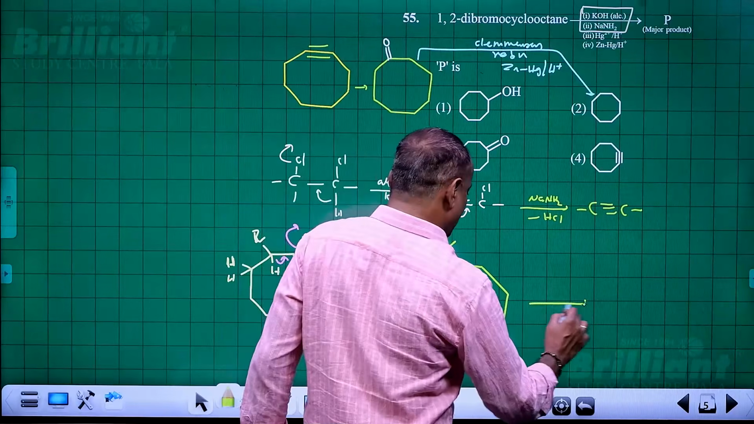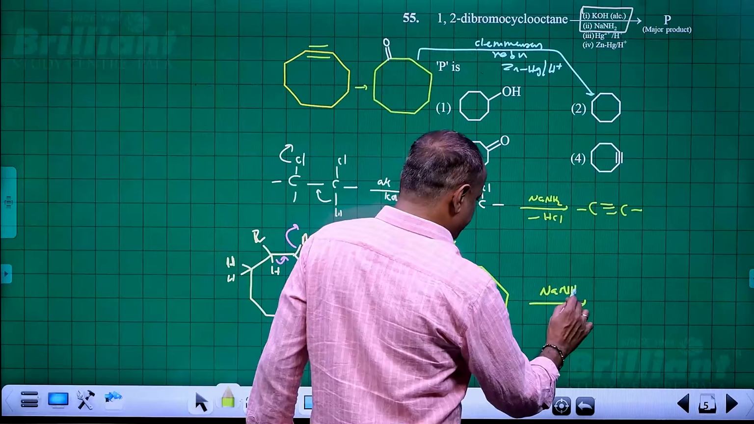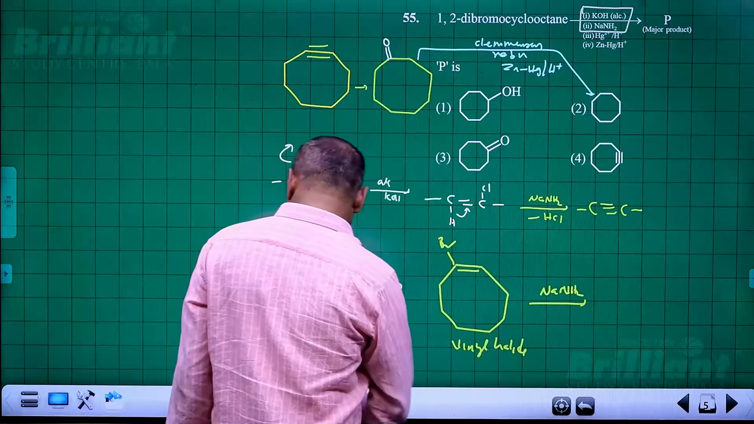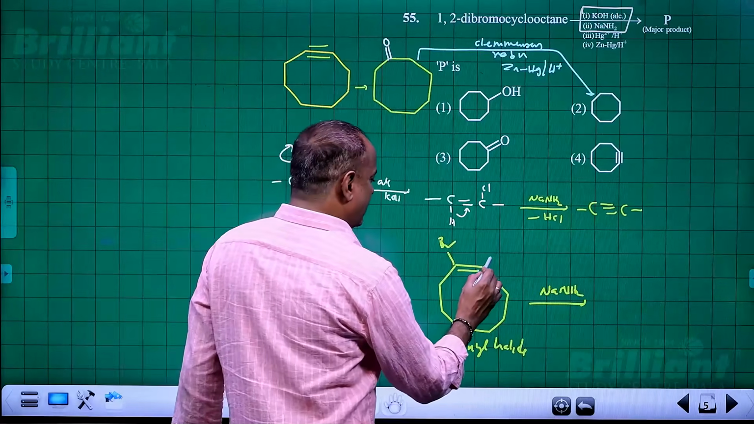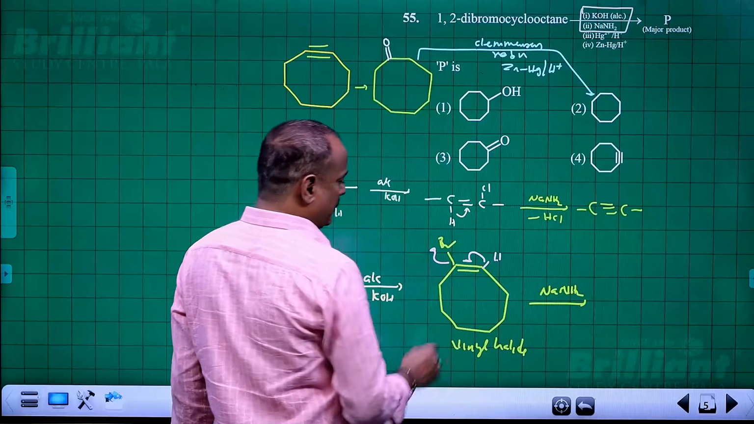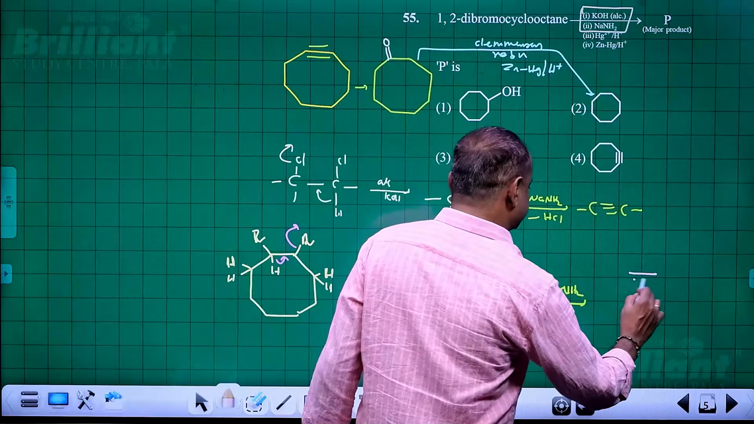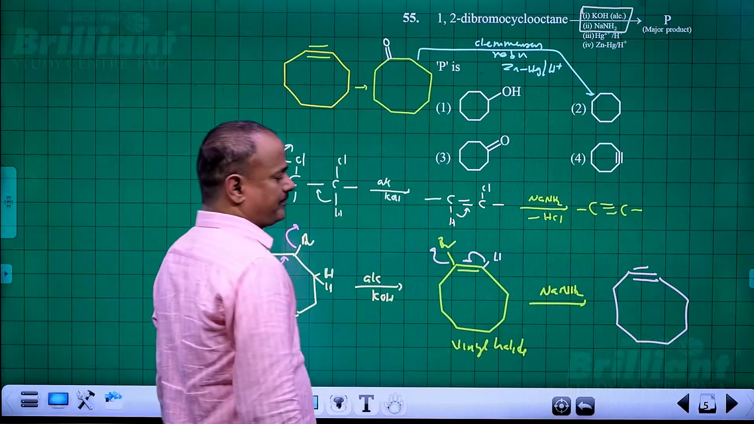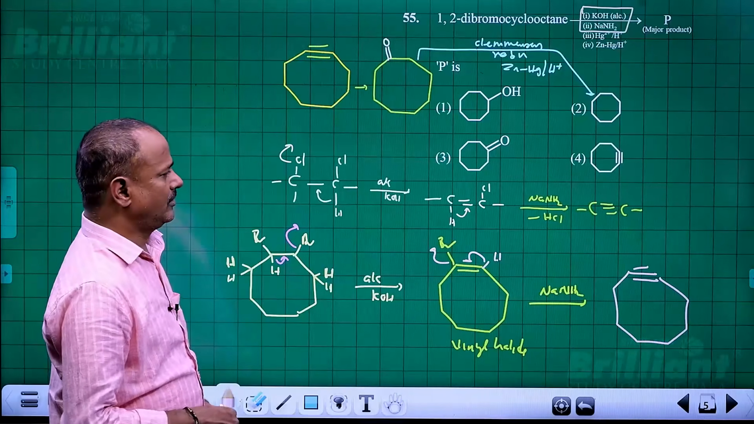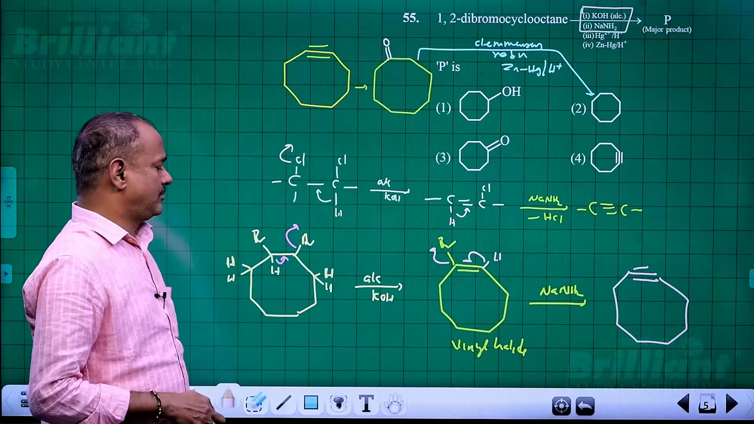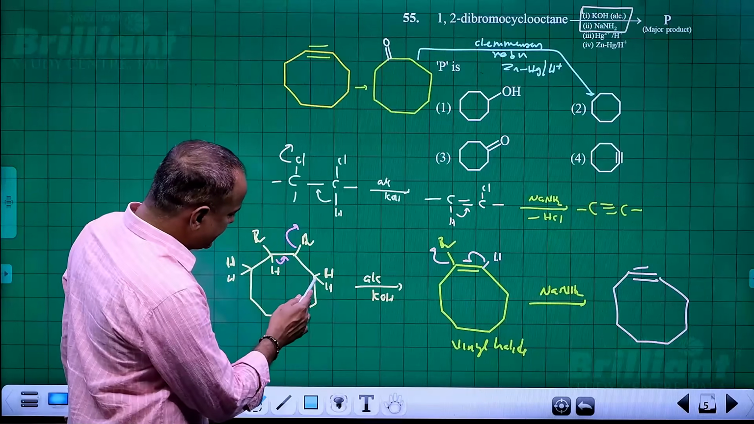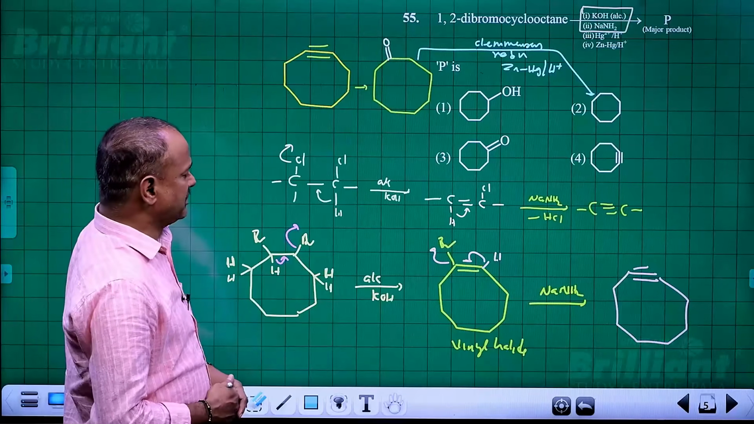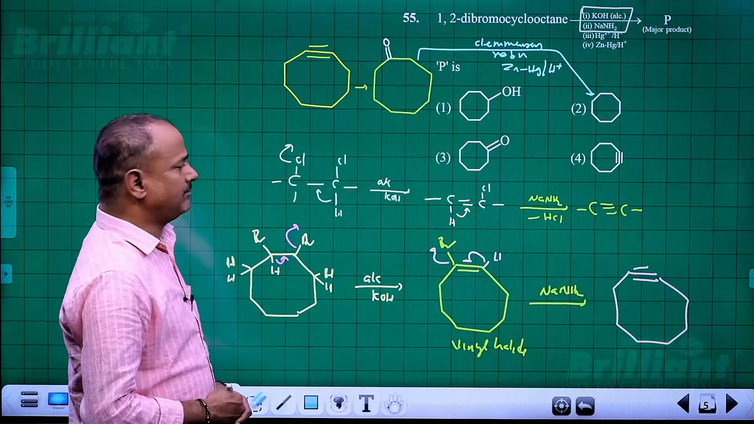Next step, NaNH2. That is the vinyl halide and NaNH2, one more dehydrohalogenation into the alkyne series. Okay, so don't take this side because CH2 is present. That is Hofmann rule elimination. We want only Saytzeff rule elimination because this is alcoholic KOH, not a bulky base.